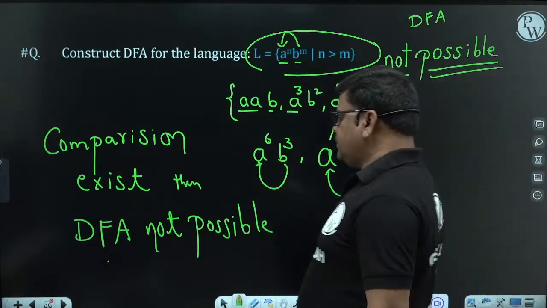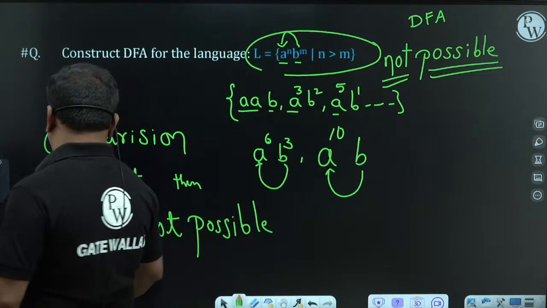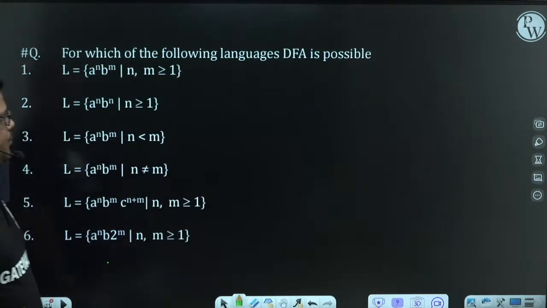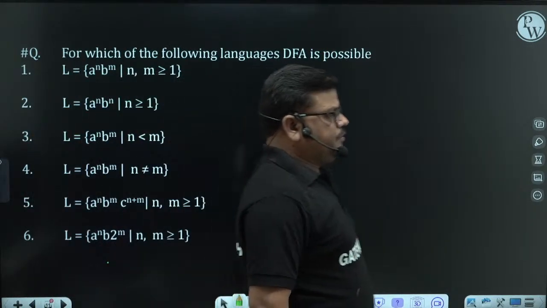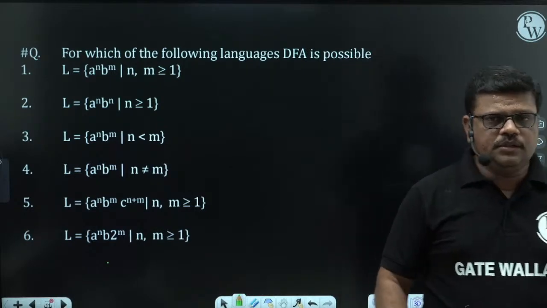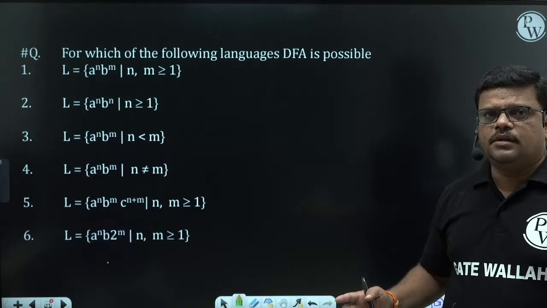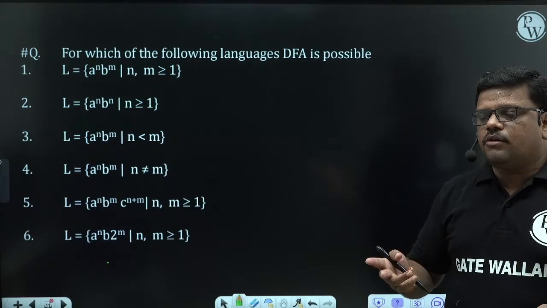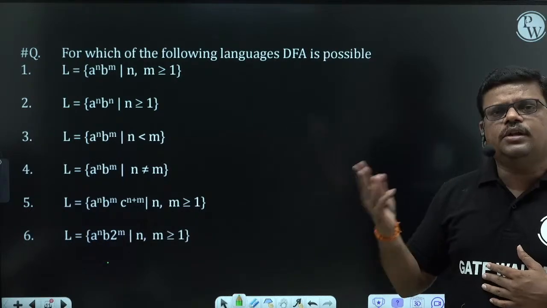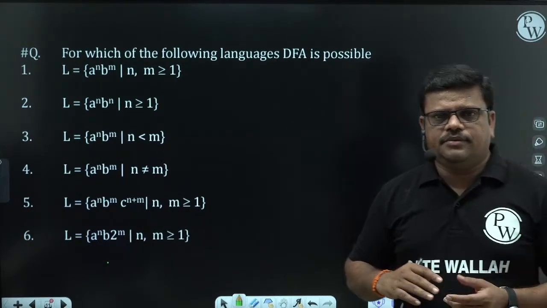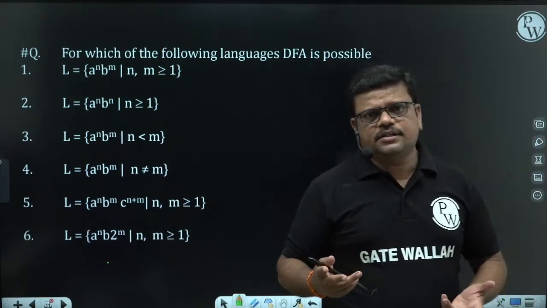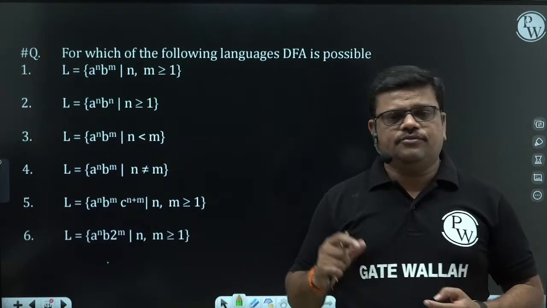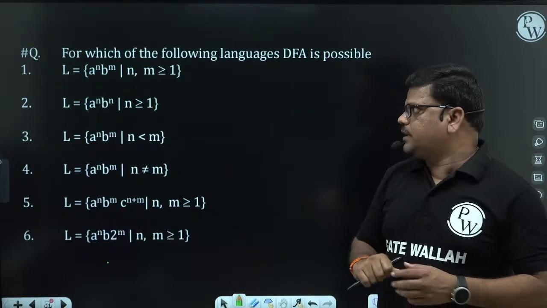So based on this, we need to solve for which of these languages DFA is possible, and for which languages DFA is not possible. In the DFA construction concept, if DFA is possible, then only we can construct. If DFA is not possible, how can we construct? That's why first check whether DFA is possible or not here.